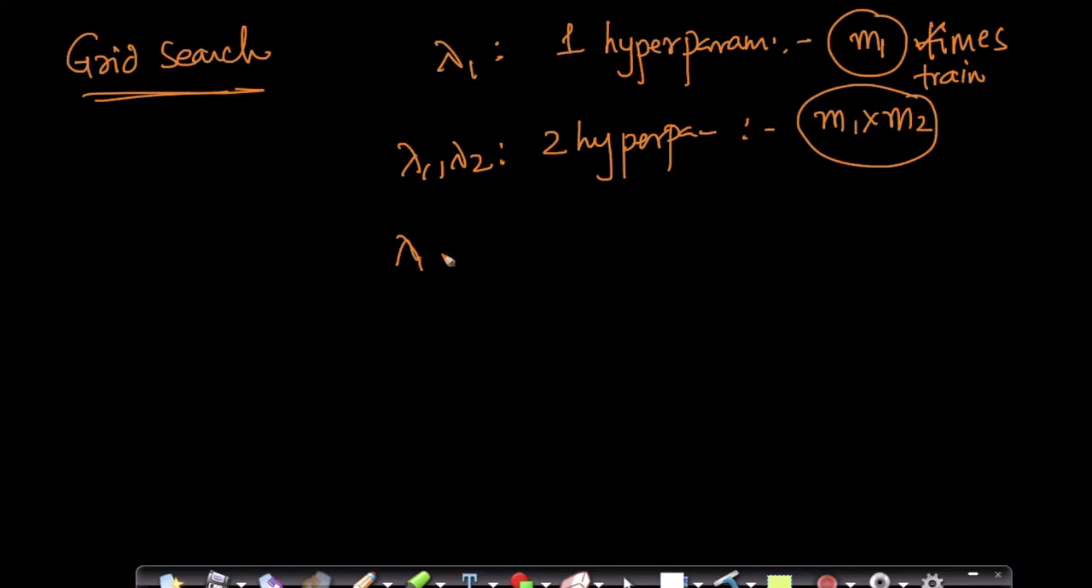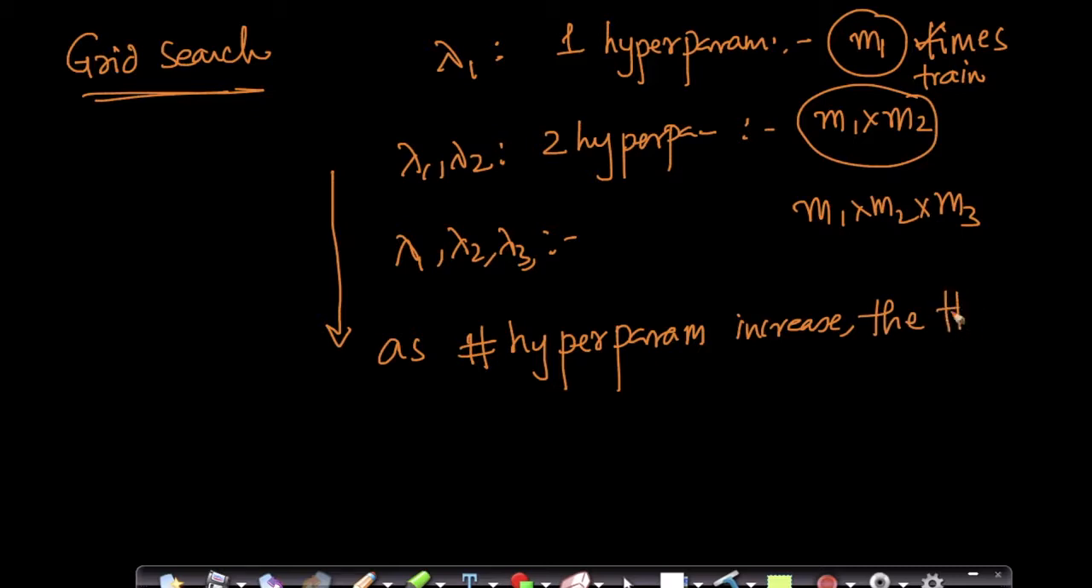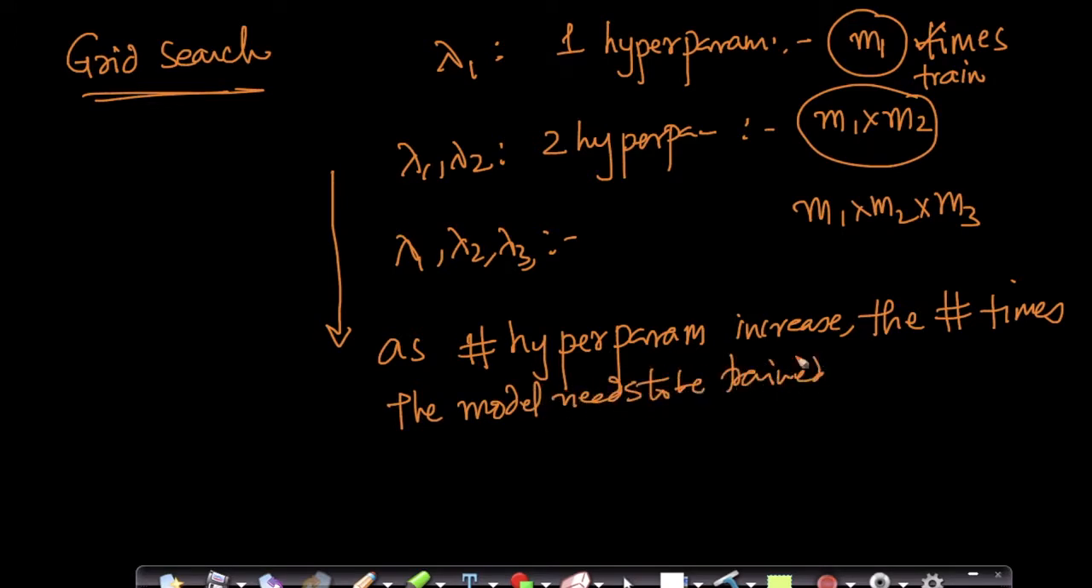If you have, let's say, lambda 3, then you have to train M1 into M2 into M3 times. Now, as the number of hyperparameters increases, the number of times the model needs to be trained increases exponentially.